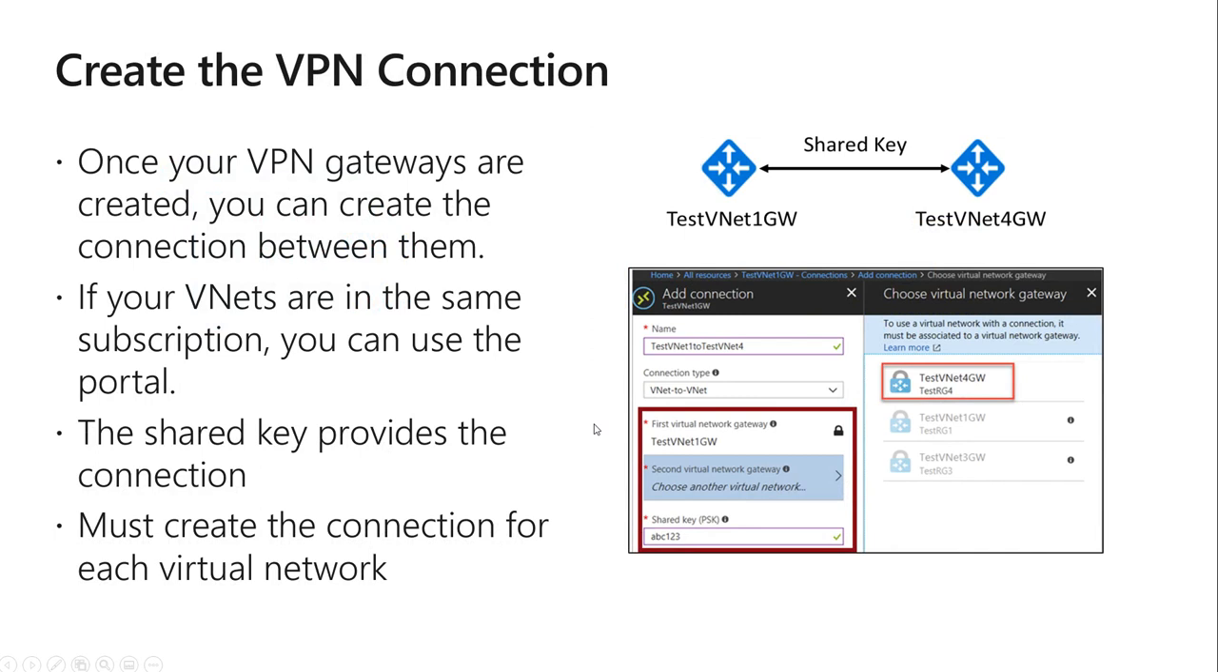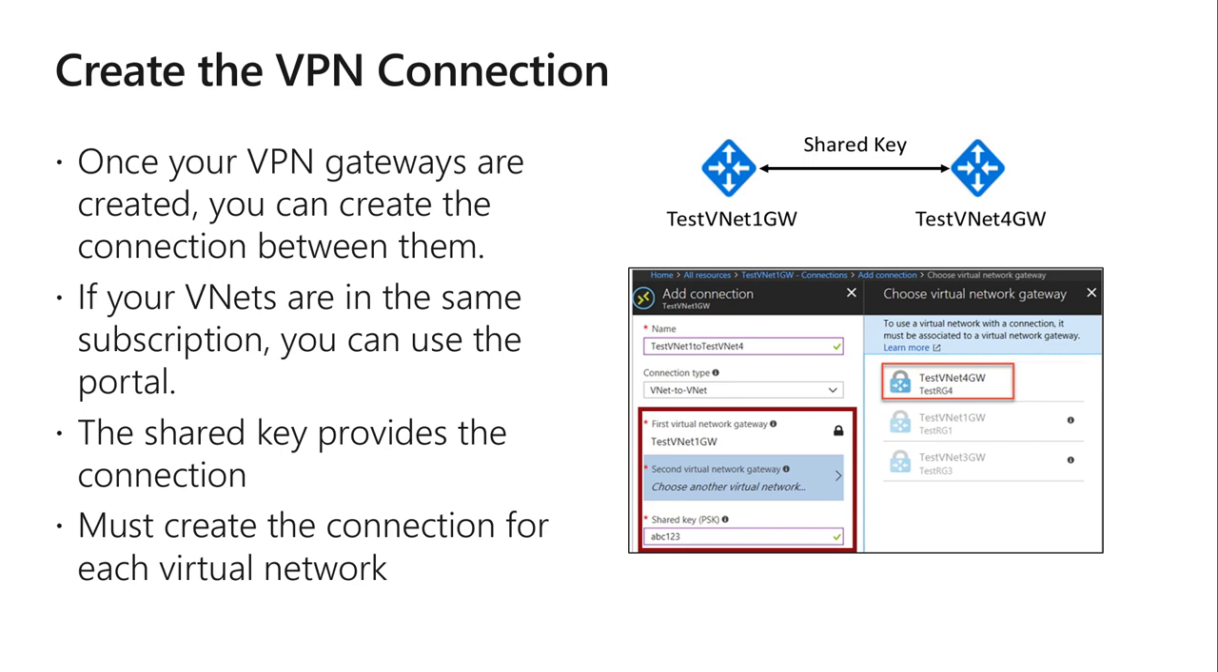And next, you will create the VPN connection. Once your VPN gateways are created, you can create the connection between them. If your VNets are in the same subscription, you can use the portal to configure. For the name, just enter a name. For the connection type, select VNet-to-VNet from the drop-down list. The first virtual network gateway field value is automatically filled because you are creating this connection from the specified virtual network. The second virtual network gateway field is the virtual network gateway of the VNet that you want to create a connection to. And for the shared key, enter the shared key for the connection.